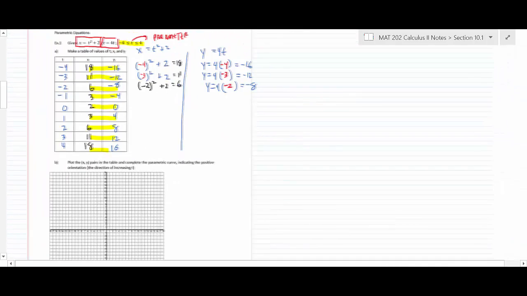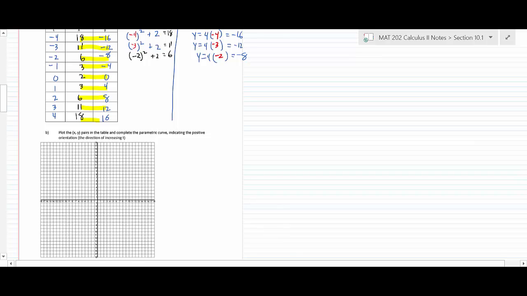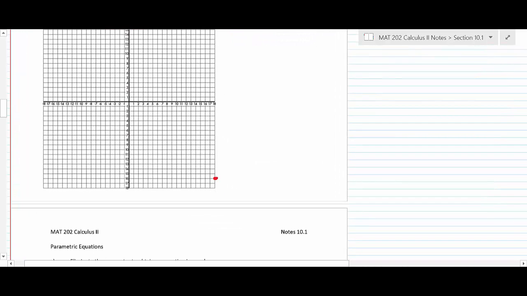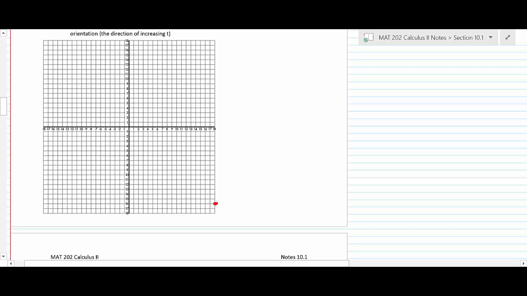And then you have to do this positive orientation as you go. All right, so you can go ahead and start plotting your points, okay? We'll see what we have to begin with here. I'm going to start at 18, -16. This is really hard for me to see. So that's my first point. Then I have 11, -12. Let me just look at my points from my notes here. Okay, so that looks like that's down there, I think. Okay, 11, -12. 6, -8.